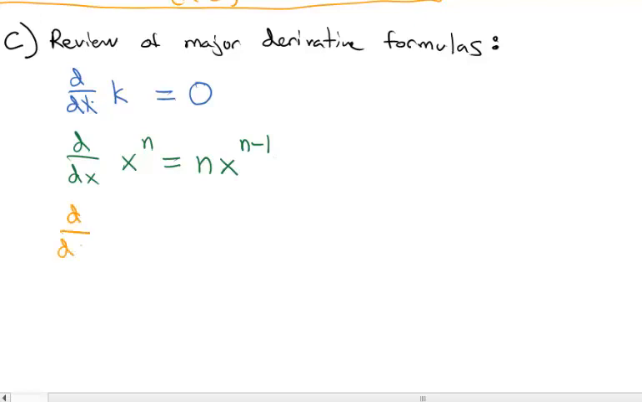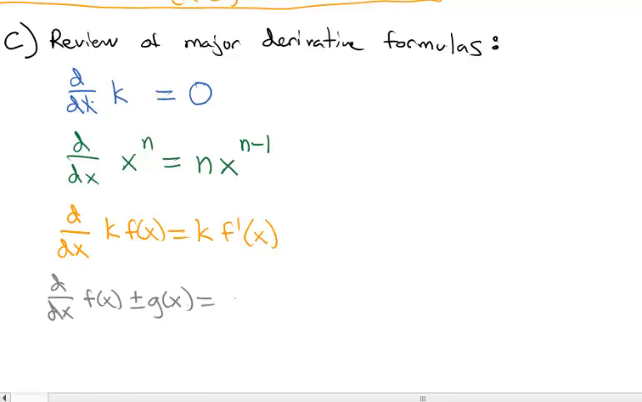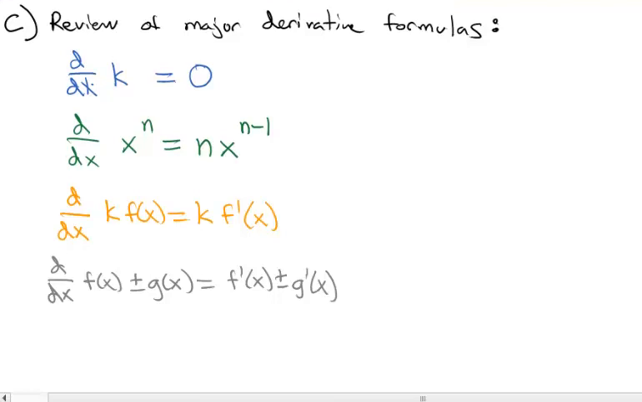You should know that the derivative of a constant times a function, if there's a number out in front, we can keep that constant and then just take the derivative of the function. Another one that should be familiar is if we want to take the derivative of f(x) plus or minus g(x), adding or subtracting functions, we can just take the derivative of each function separately. We should know our product rule. The product rule says if we take the derivative of two functions that are multiplied together, we take the derivative of the first times the second plus the derivative of the second times the first.